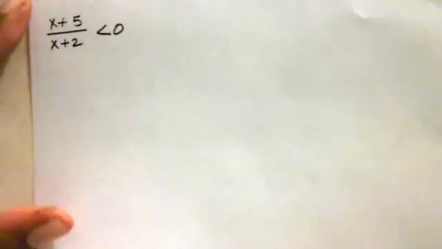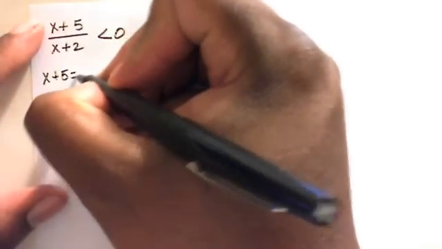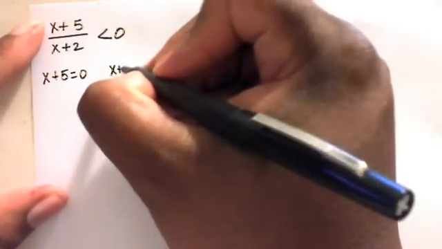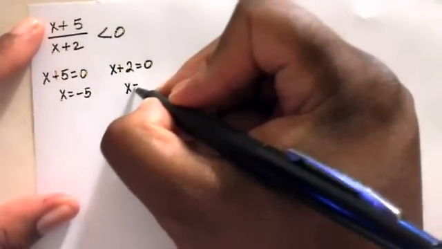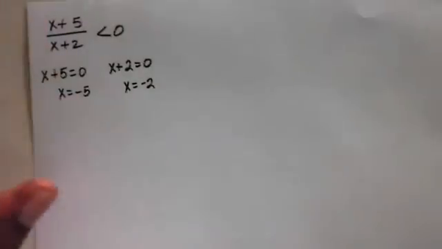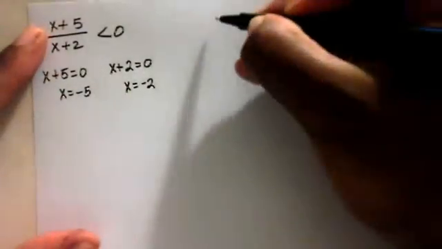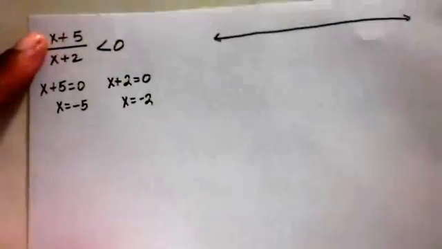Alright, in this case here, it's already factored. We have a single quotient, and we have a 0 on the other side of that inequality symbol. So we'll go ahead and set the numerator, which is x plus 5, equal to 0, and set x plus 2 equal to 0. Each one of those will solve for x. So x plus 5 equal to 0 gives x equal to negative 5, and x plus 2 equal to 0 means x is equal to negative 2. So my two boundary points are negative 5 and negative 2. Now those boundary points will be excluded in our solution set because the inequality says less than.